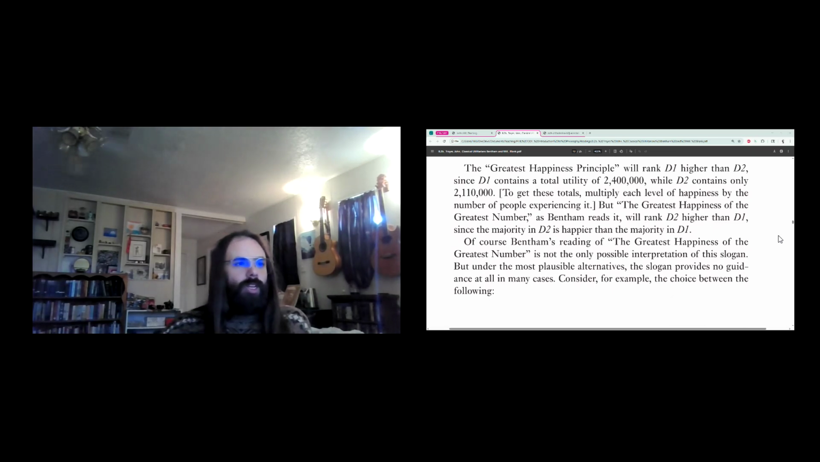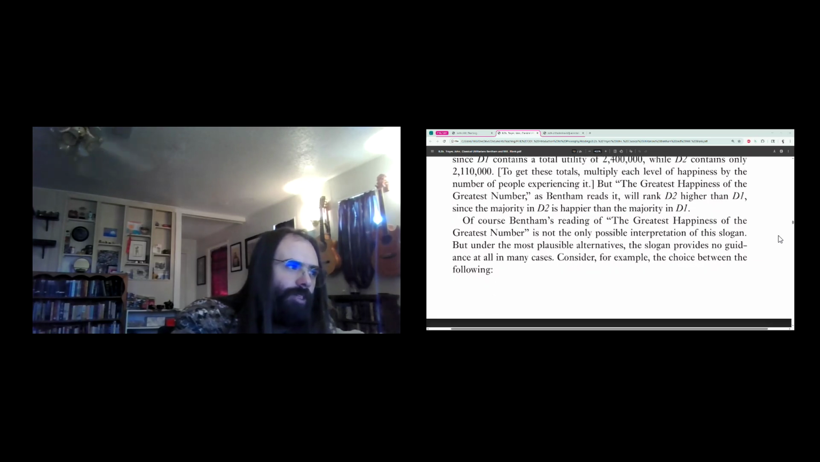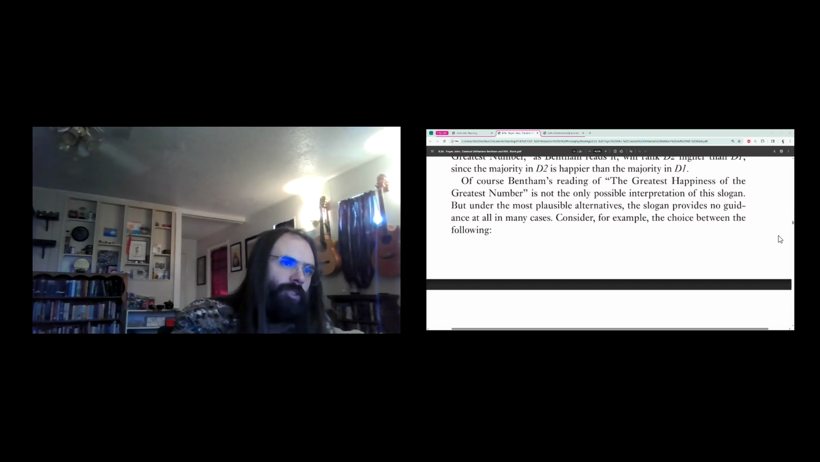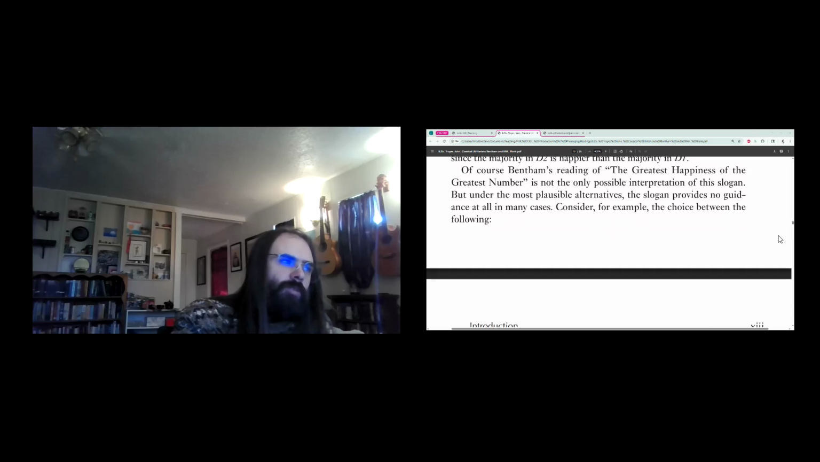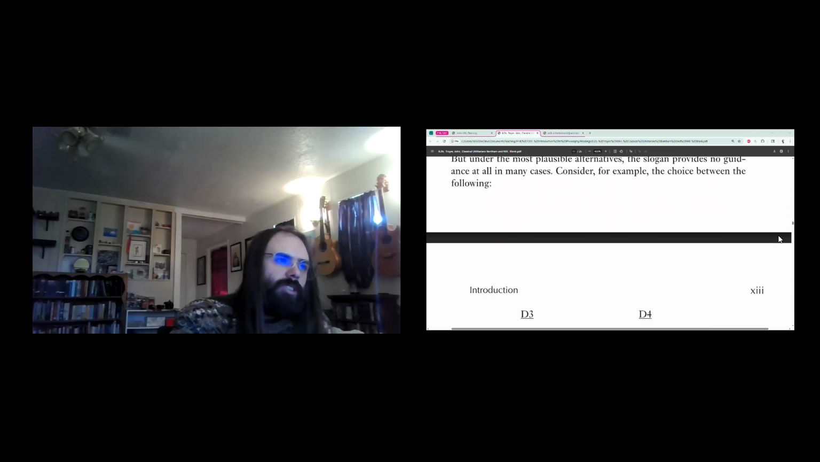But the greatest happiness of the greatest number, as Bentham reads it, will rank D2 higher than D1, since the majority in D2 is happier than the majority in D1. Of course, Bentham's reading of the greatest happiness of the greatest number is not the only possible interpretation of this slogan. But under the most plausible alternatives, the slogan provides no guidance at all in many cases.